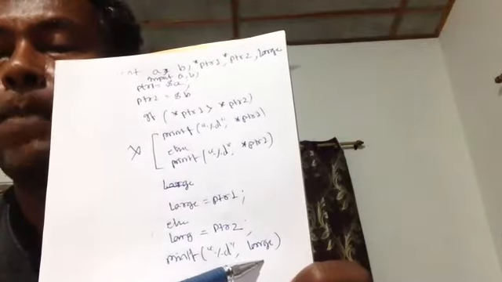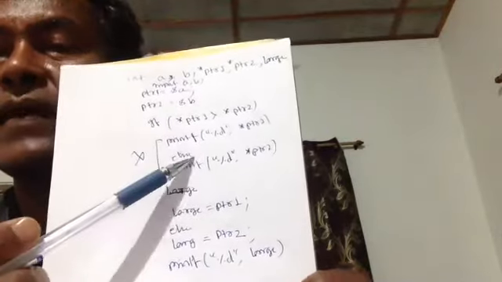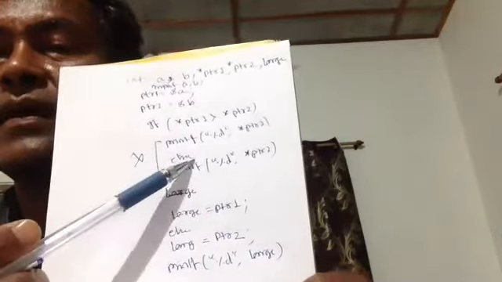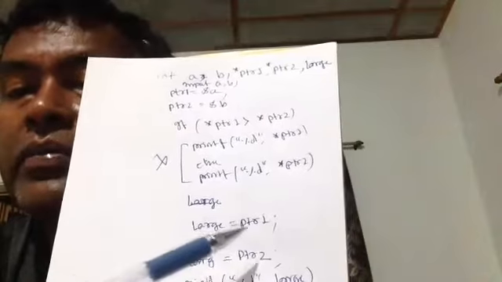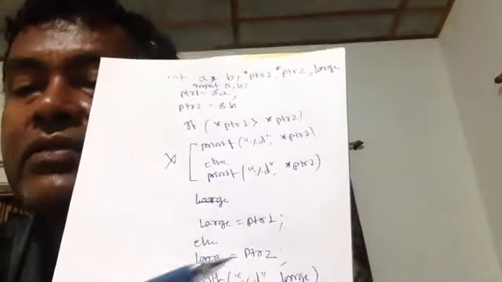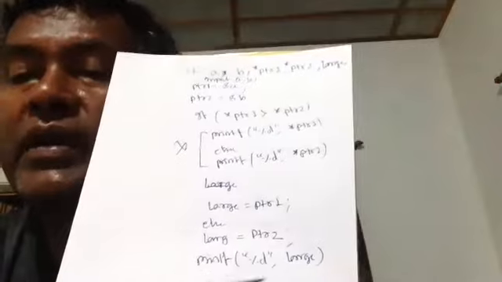It's clear. This is one way, or this is another way. Are you getting? Instead of displaying ptr star, I make one variable large and I assign it. If this statement is true, then large will equal to ptr1, else large equal to ptr2, and printf large. The output looks like this way.